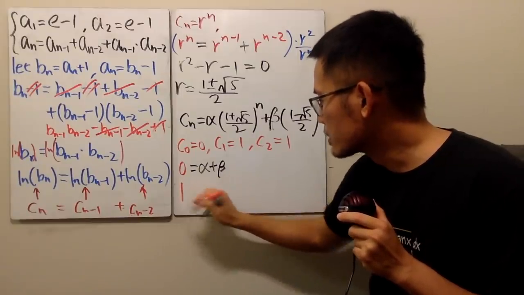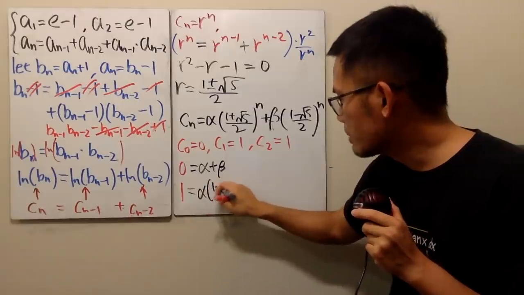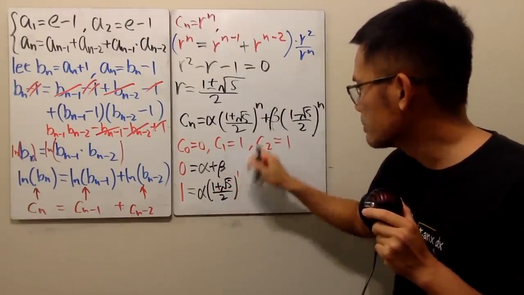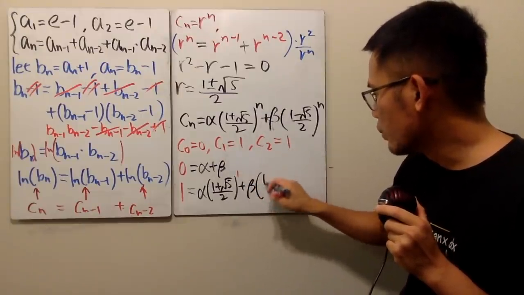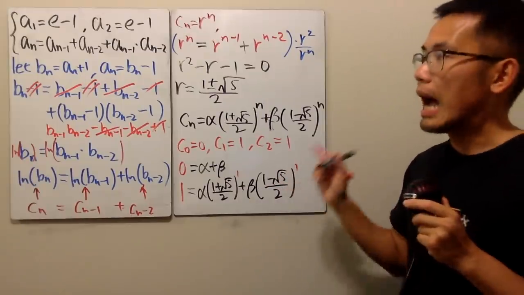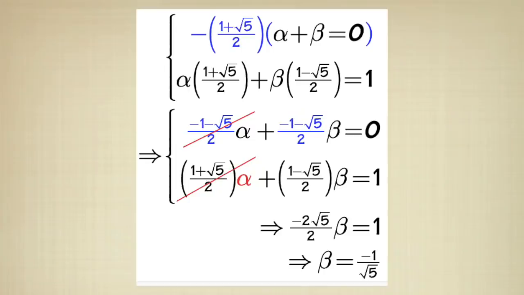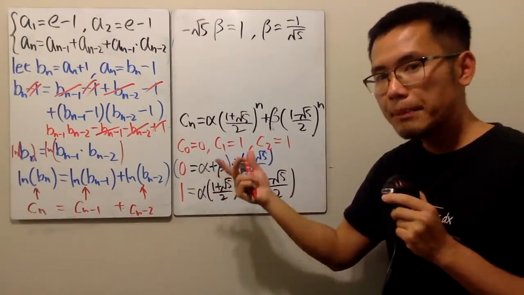Then we will just continue: alpha, and then this is (1 plus square root of 5) over 2 to the first power because of this. And then likewise, you just do the rest. Plus beta, and then (1 minus square root of 5) over 2, raised to the first power like that, all right? And now, elimination is easier. So now, have a look. And of course, from here, you can see that alpha is just the opposite of beta.